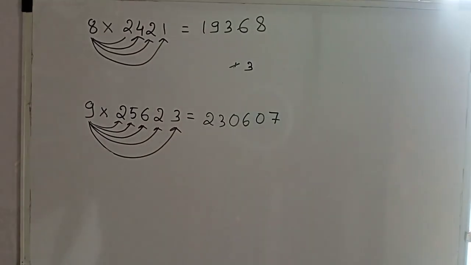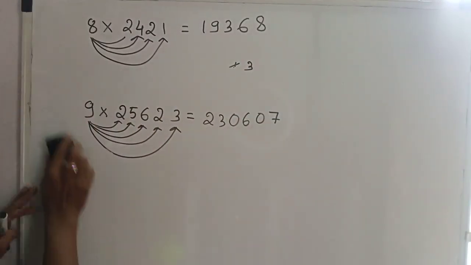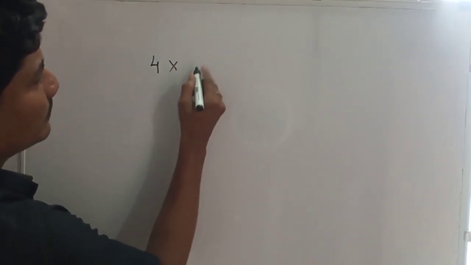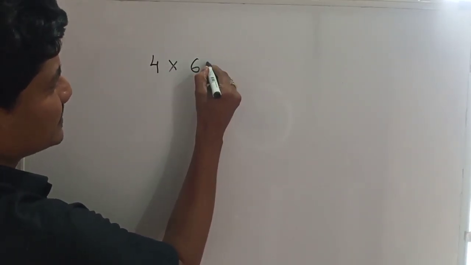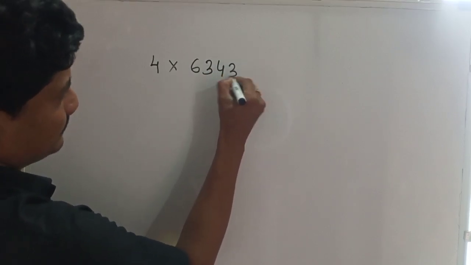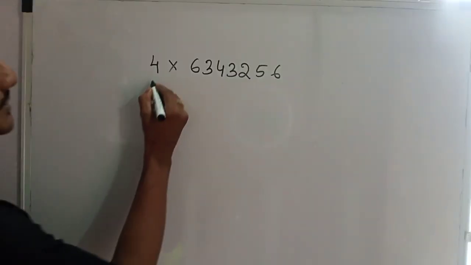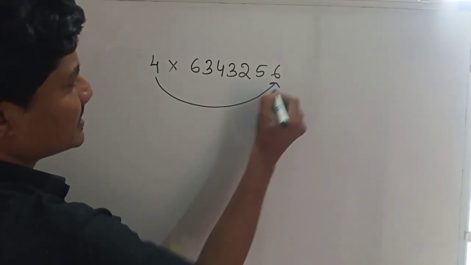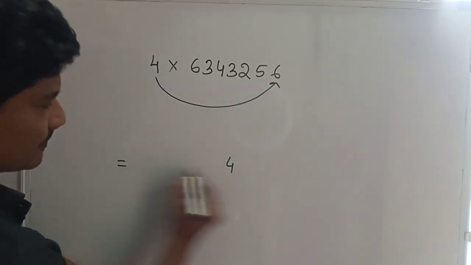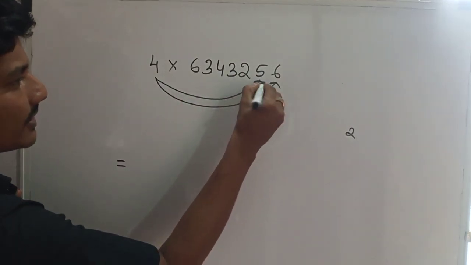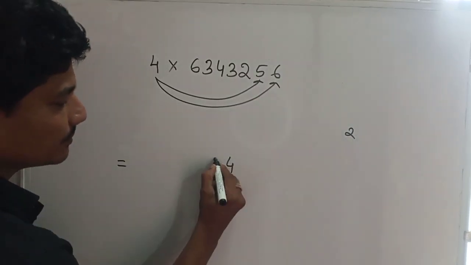Let's proceed with the next set of numbers. Here we go with the next set of numbers. 4 into 6343256. How to multiply? 4 6s are 24. Carry 2. 4 5s are 20. 20 plus 2, 22.